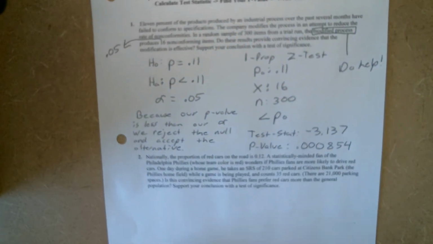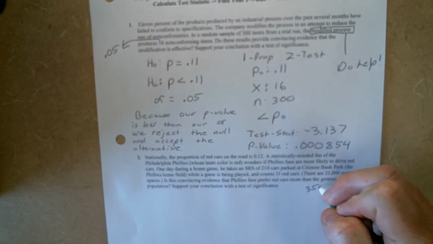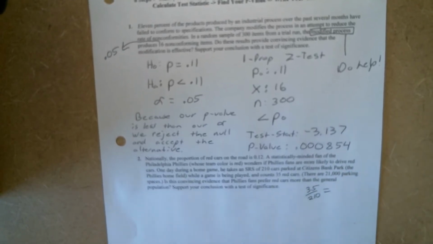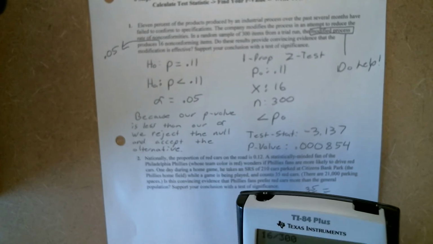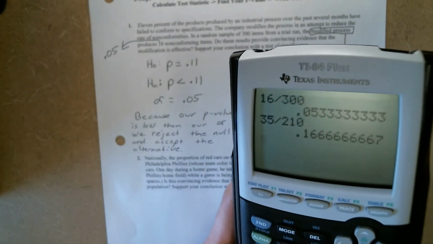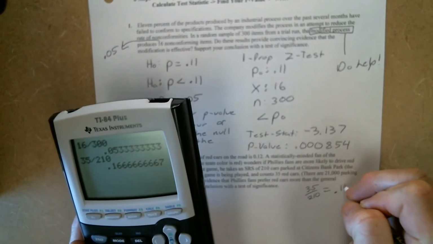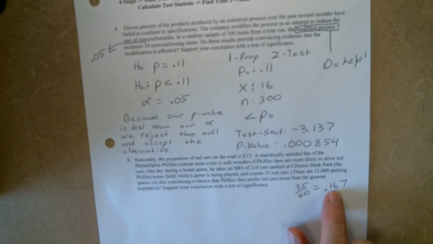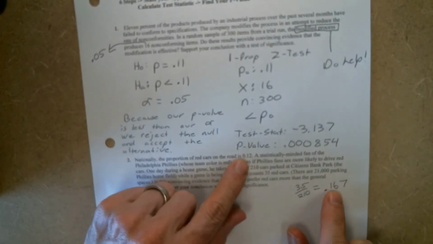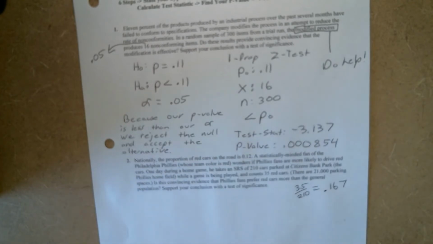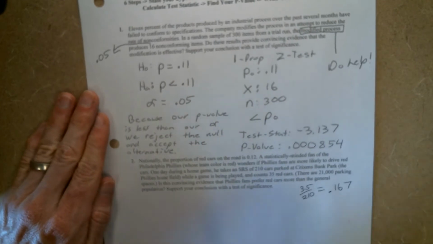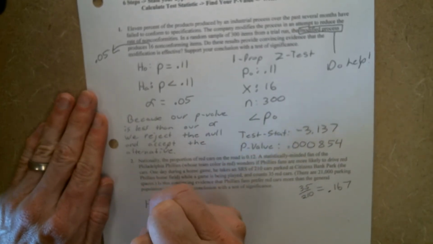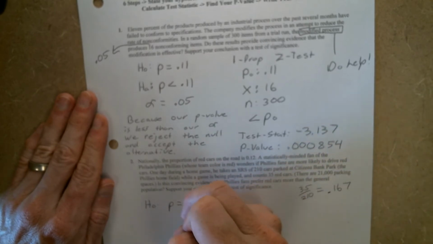All right, so again, we got 35 out of 210 in our sample. 35 out of 210 is like 16.7%. Is this 16.7% different enough from this 12% that we can be confident that Phillies fans purchase more red cars? Or is that in the realm of random variation? All right, so again, our null is going to be that the population parameter is still 12%.